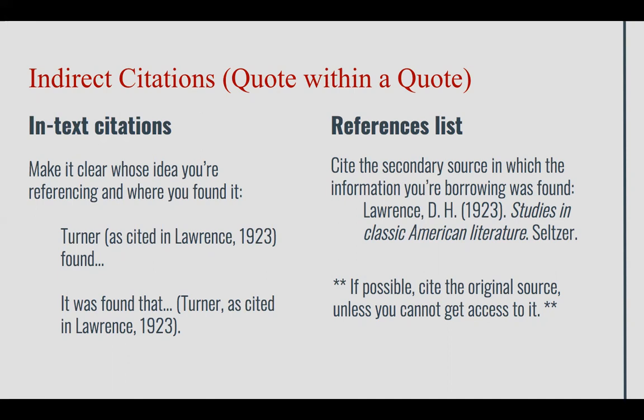So Lawrence is the secondary source. That's the one you're working with, but you want to cite Turner's idea, which was referenced in the Lawrence source. If that was your in-text citation in this paper, your references list would show a citation for the Lawrence source. That's the one that you were working with. So Lawrence, D. H., 1923, there's a title of it, and so on and so forth. So we're not actually going to see Turner in your references list. We'll see Lawrence, but in the text we know that Turner is found in Lawrence.